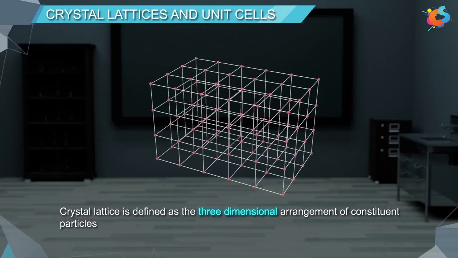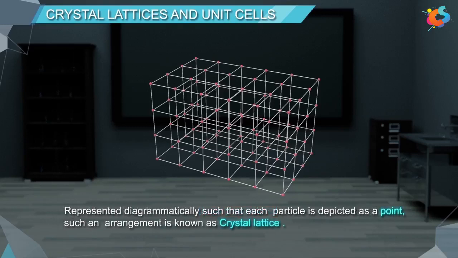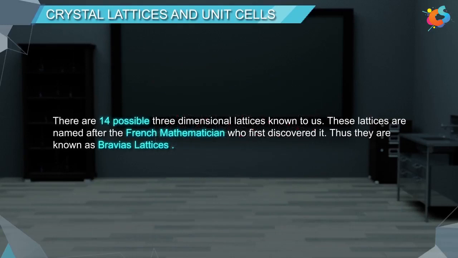Crystal lattice is defined as the three-dimensional arrangement of constituent particles represented diagrammatically such that each particle is depicted as a point. Such an arrangement is known as crystal lattice. There are 14 possible three-dimensional lattices known to us. These lattices are named after the French mathematician who first discovered them. Thus, they are known as Bravais lattices.